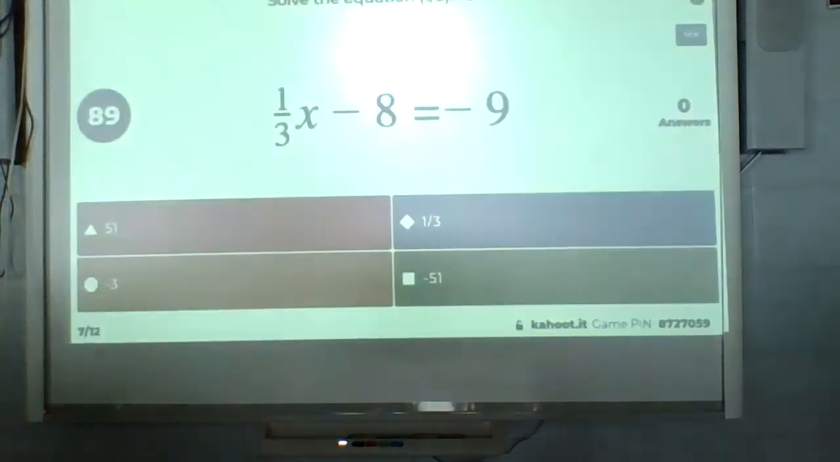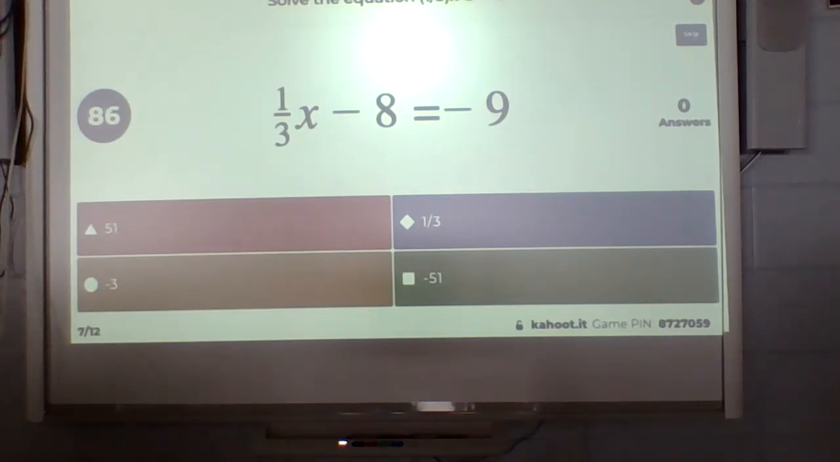So that should be a 1/3 x. Oh yeah, it shows it better there. Fractions.